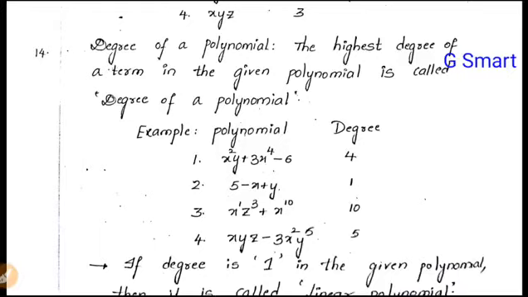Minus 5 minus x plus y: first term degree is 0, x term is degree 1, y term is degree 1. The highest is 1, so degree is 1. Xz cube plus x to the power of 10: the first term degree is 4 and the second term degree is 10, so degree is 10. Xyz minus 3x square y cube: xyz has degree 3, and x square y cube has degree 5. The highest is 5, so degree is 5.